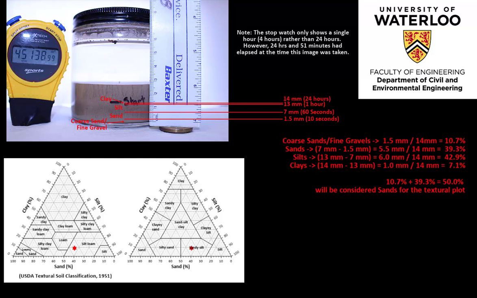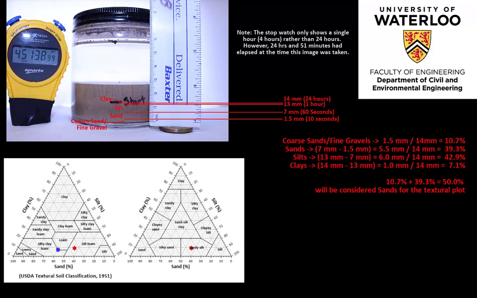From the jar shake test, the relative percentages of sand, silt, and clay are plotted on the trilinear diagrams, showing that the results of this test coincide with the soil classifications generated from the grain size and hydrometer analysis, although there were notable differences in the overall percentages.